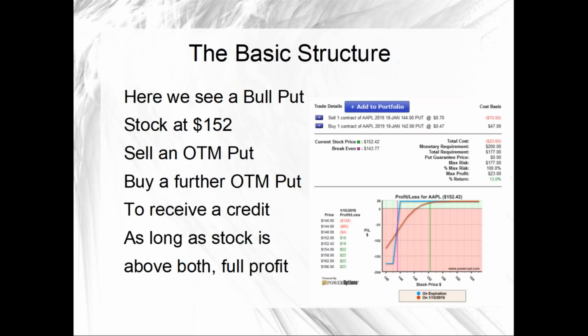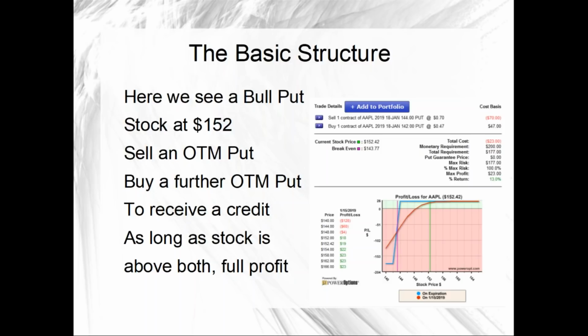And with Apple trading at 152 today, I might look shorter term, 10 days out, 14 days out, maybe even less. But what I typically want to do is sell an out-of-the-money put, a put option that is below the current stock price, and at the same time, I want to buy a put at a lower strike that is further out of the money. This allows us to receive a credit.